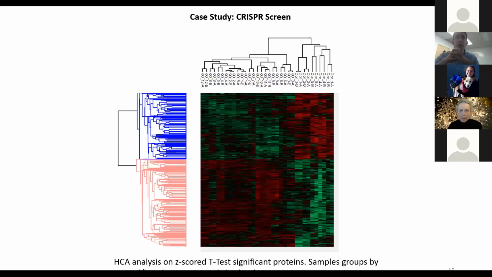And because you've got so much data, you can do some pretty nice tests. In this particular case, we've got this t-test followed by hierarchical clustering analysis. And this is so much more depth than you would get from a Western. Absolutely ridiculous. And it's a 90-minute run per sample.